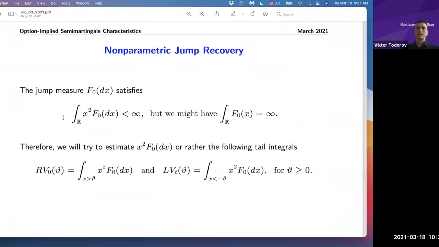Now, I have a couple more minutes left, so I'll just give you the idea. What about the jumps? The jumps are now a more complicated thing.